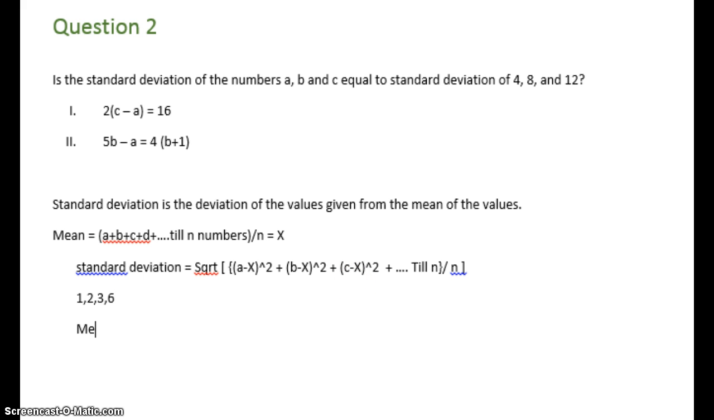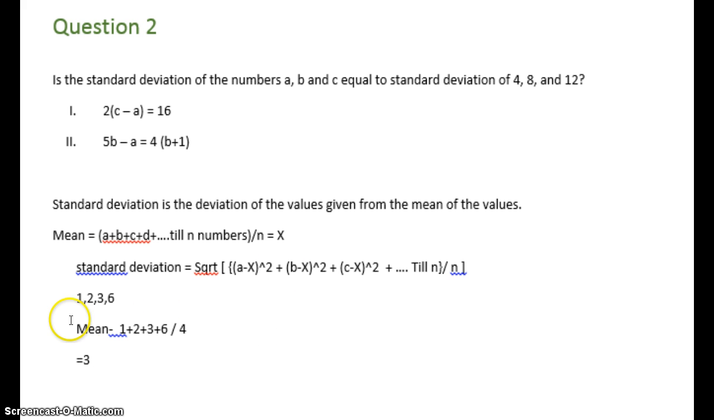The mean would be, let us calculate the mean first, which would be 1 plus 2 plus 3 plus 6 whole divided by 4. This would be equal to 3. Okay, so we have found that the mean of these numbers is 3. Let us calculate the standard deviation.